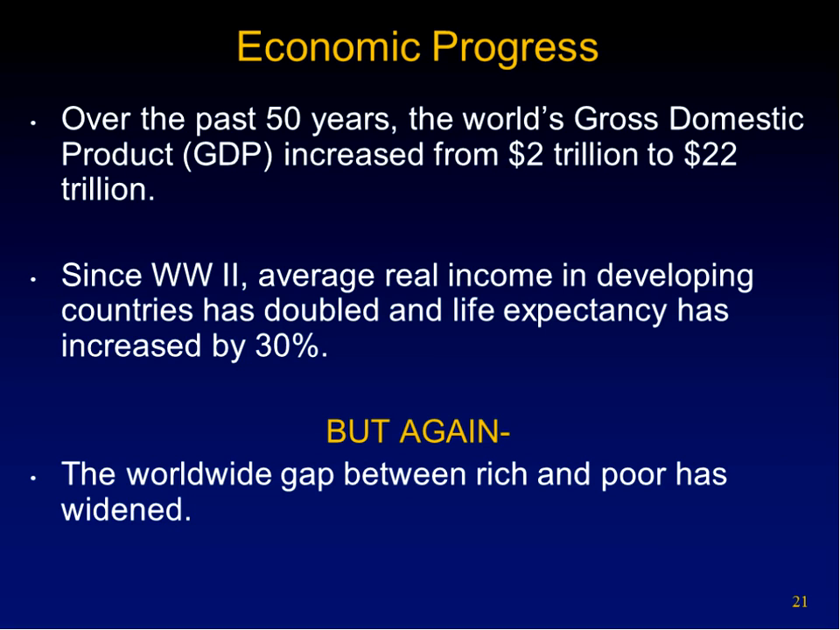Over the past 50 years, the world's gross domestic product increased from 2 trillion to 22 trillion. So a huge amount of economic progress is being made by humankind as a whole. Since World War II, the average real income in developing countries has doubled, and the life expectancy has increased by 30%. But again, the worldwide gap between rich and poor has widened and is still widening.